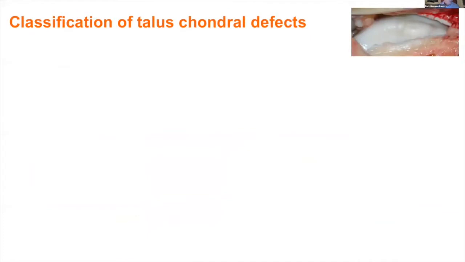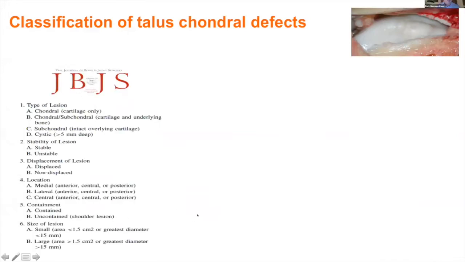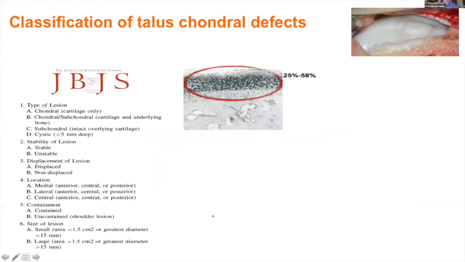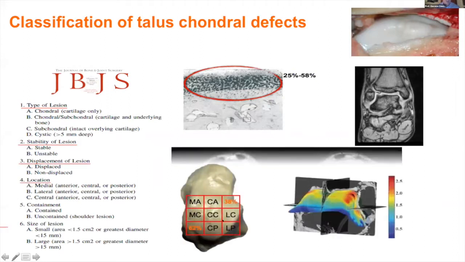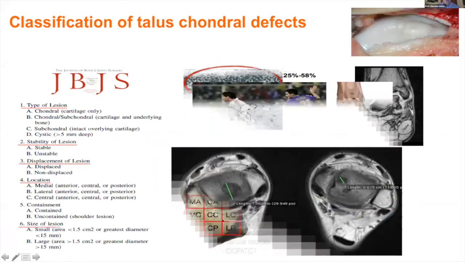So when we have to evaluate the chondral defect of the talus, we have to evaluate different aspects. We have to evaluate which type of lesion we have, the stability of the lesion, if we have a displaced fragment or not, the location that is very important for the treatment, and which is the size of the lesion.